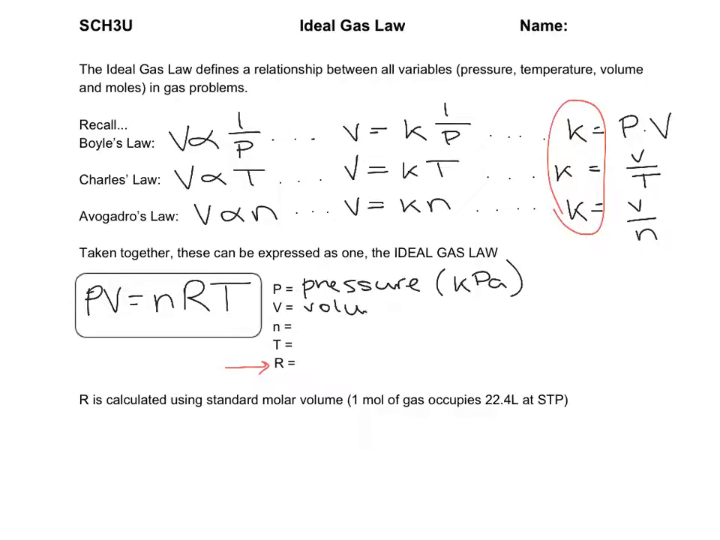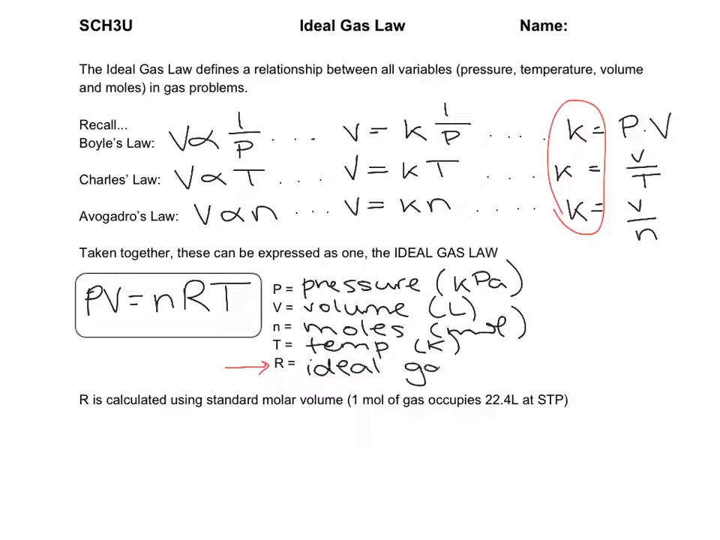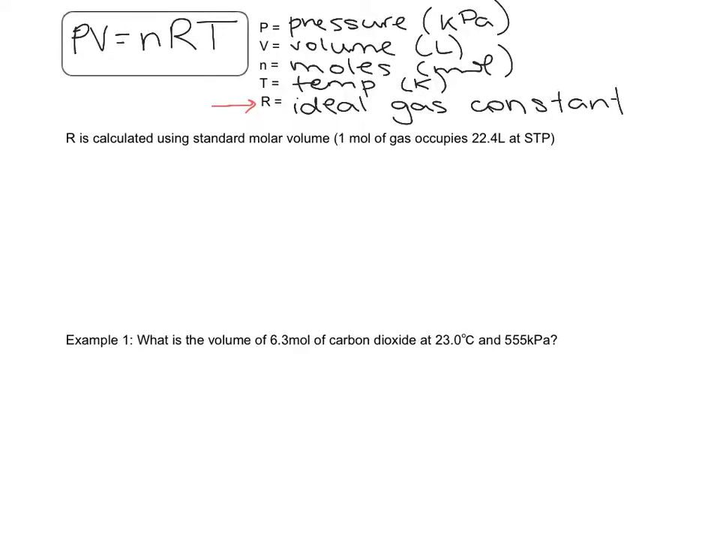V is for my volume. Volume we're still measuring in liters. N is for the amount, and this is going to be measured in moles. T is my temperature. Remember, all gas temperatures are measured in Kelvin, and R is my ideal gas constant. The ideal gas constant has really funky units, so we're going to go through how I can derive this ideal gas law constant and figure out what units accompany it.